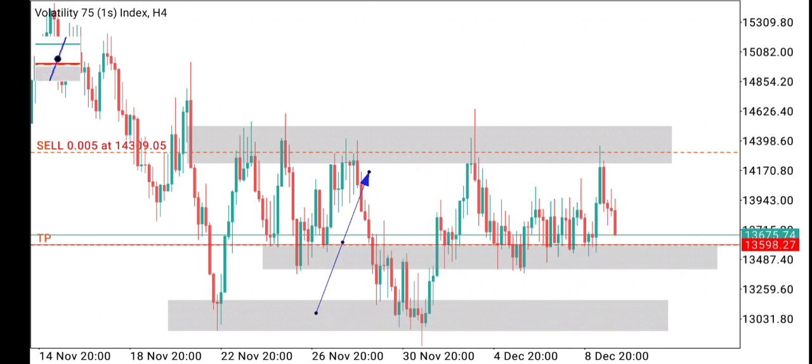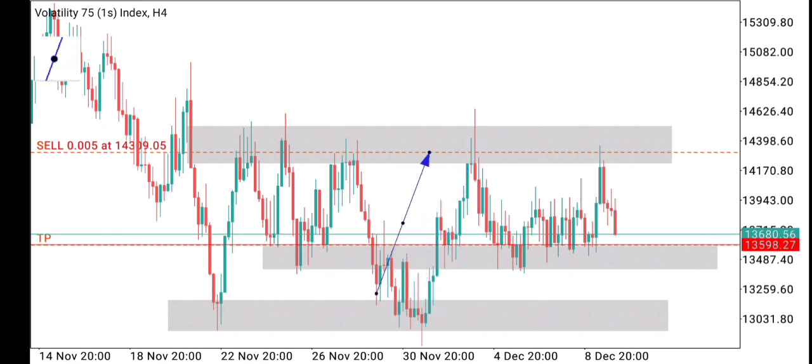So it means that if you find a level like this, or a level like this, or let's say a level like this, because this looks very obvious right now that it is a resistance level, you want to make your entry at a level like this.